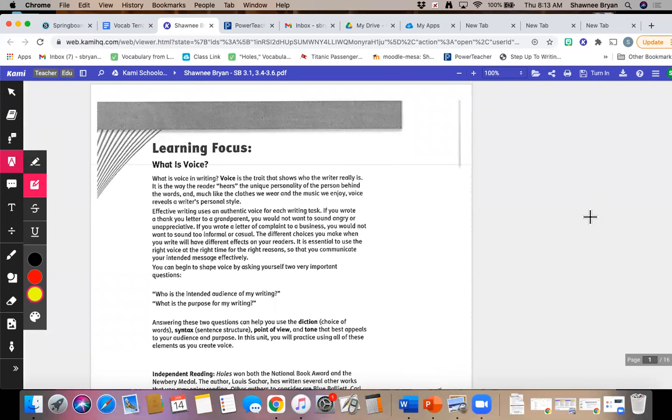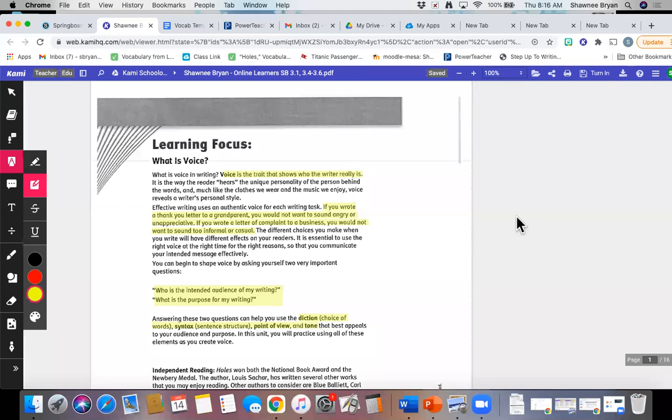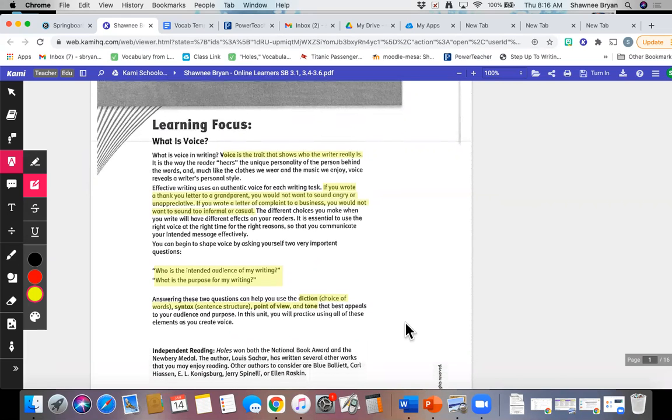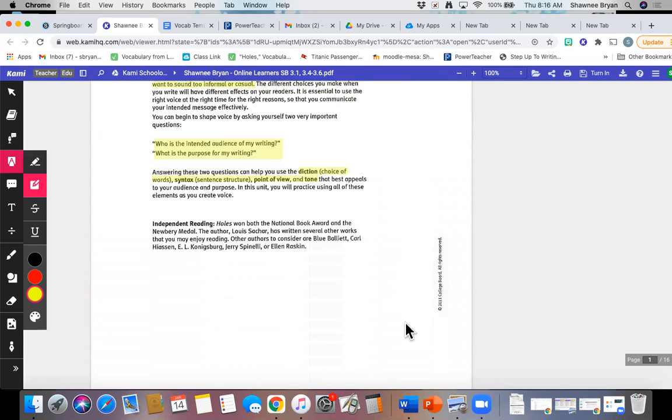You're going to need to give it a few moments to load. Once the document has finished loading, you should see all of the highlighting and annotations that I made to help walk you through this process. So we are going to start with the learning focus. This unit is focusing on voice and what that means when you are writing. So you're going to read over the learning focus. You'll notice that certain things have been highlighted for you that you want to pay special attention to.